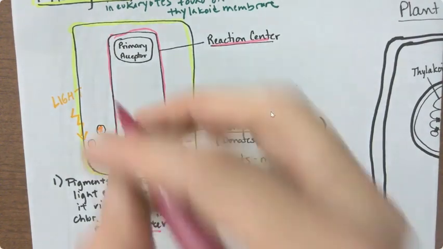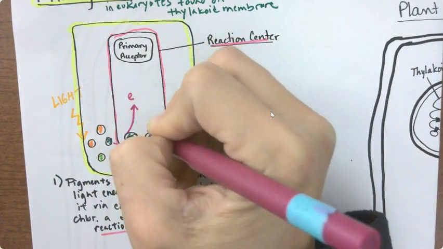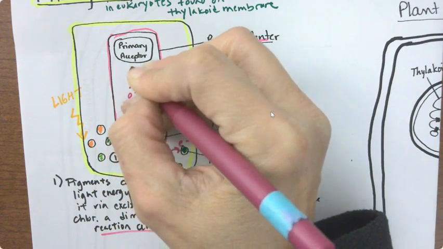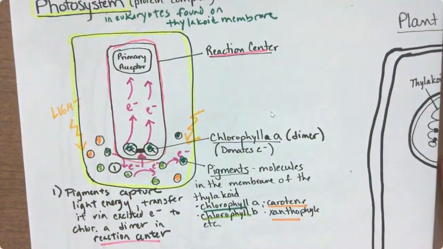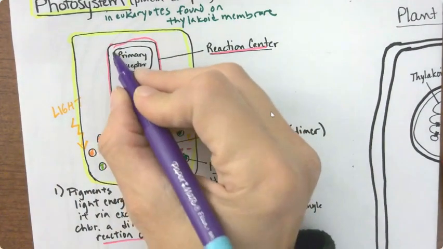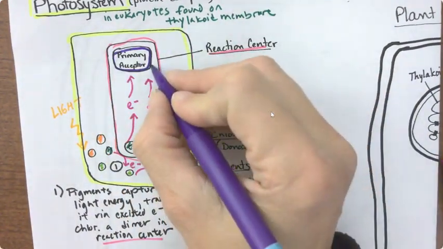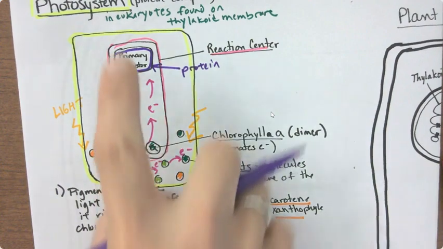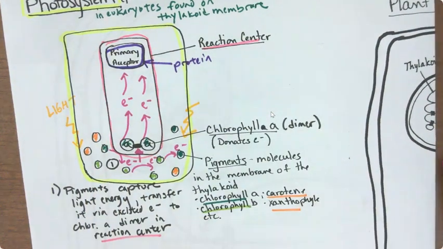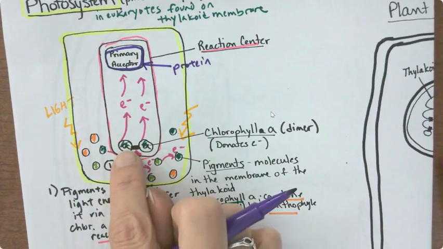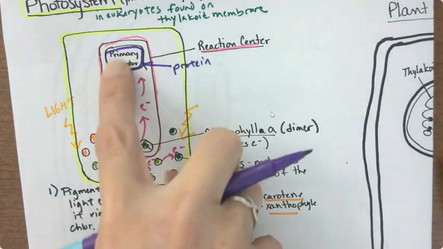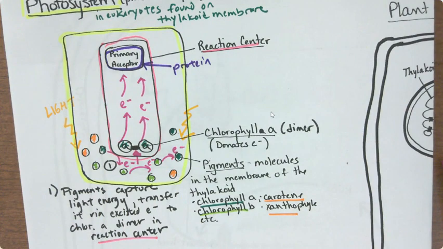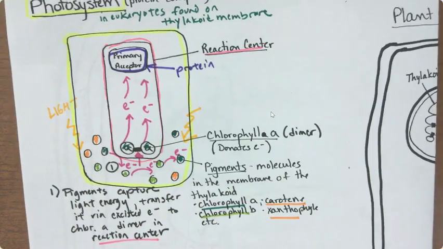Those electrons are going to pop off of the chlorophyll A dimer, and they're going to be caught by a protein called the primary acceptor protein right here. Now, the primary acceptor protein isn't necessarily physically above this chlorophyll A dimer, but I'm just using this to represent energy level. The energy of the excited electrons increases until they are captured by the primary acceptor protein. So, like I said, these pigments capture the light energy. They transfer it via excited electrons to the chlorophyll A dimer in the reaction center.